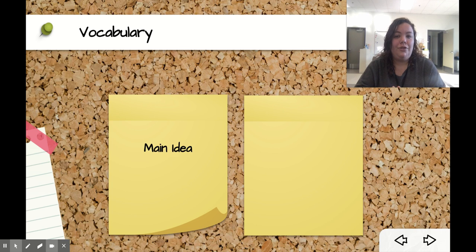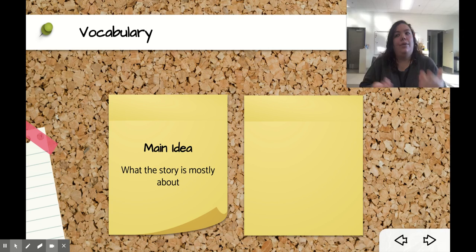So the first vocabulary word is the main idea. You remember the main idea. The main idea is what the story is mostly about. So main idea, what the story is mostly about. Remember, a lot of times we find it in the title, or we might find it in repeated words, or we might find it in the pictures. That's the main idea.